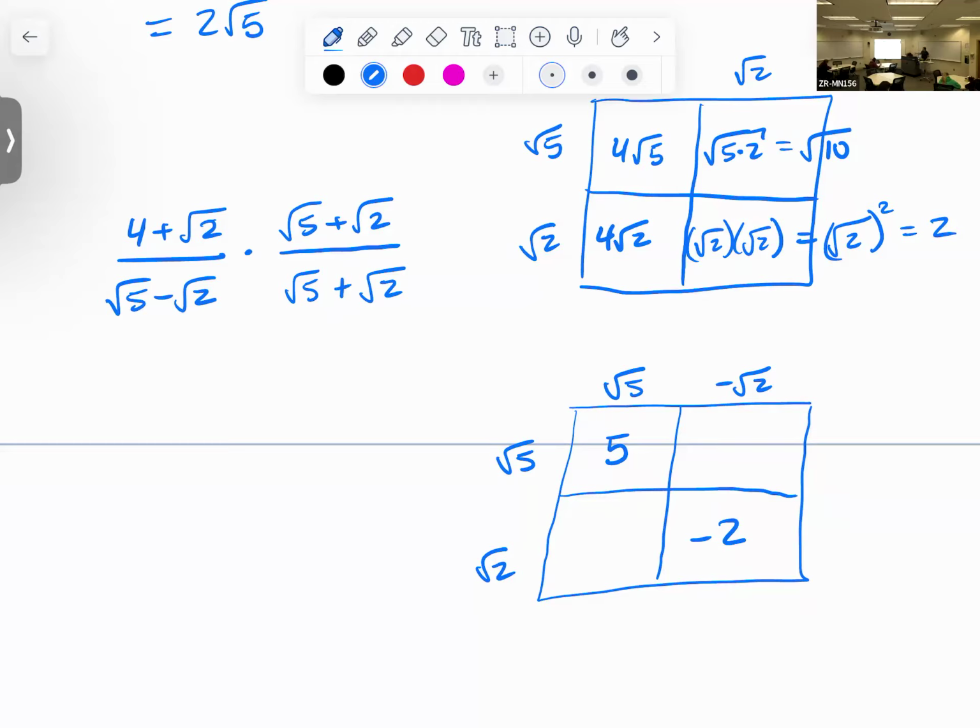Okay, and then root 5 times negative root 2 is negative root 10. Remember, the sign stays out front. Negatives underneath the radical is bad news. Root 5 times root 2 is root 10. And then, look, negative root 10, positive root 10. So notice what this radical actually becomes: 3.